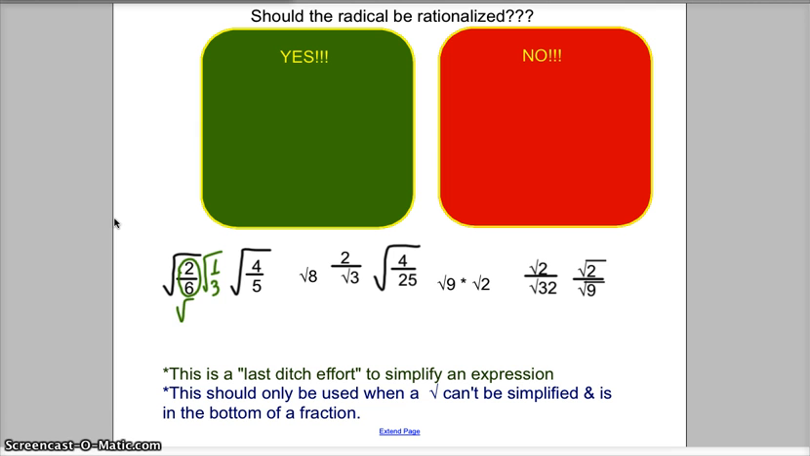Radical. I can split the square root of the radical. Square root of 1 is 1. Square root of 3, well, it has the square root still in the bottom, so this one does need to be rationalized. I'm going to do the same thing here. Square root of 4 over the square root of 5. While the fraction 4 over 5 can't be reduced, square root of 4 is 2. Square root of 5 is the square root of 5. So this fraction will need to be rationalized.